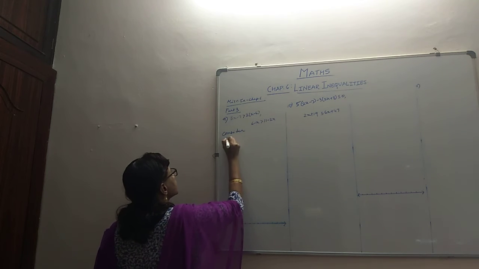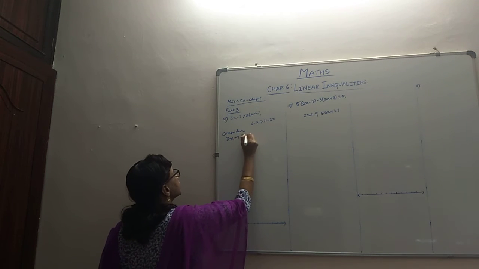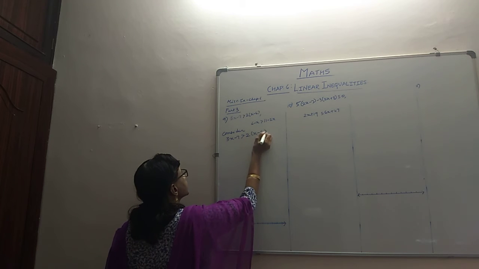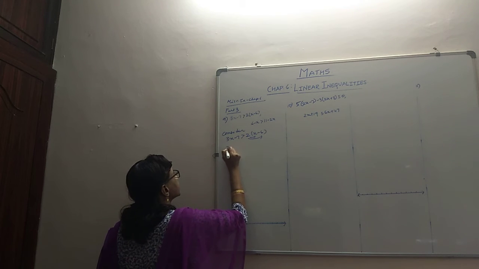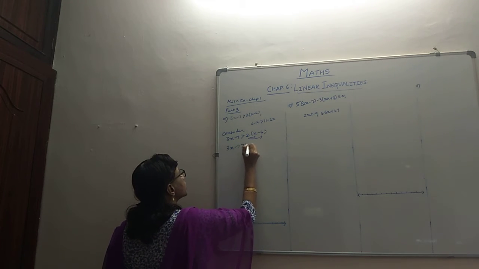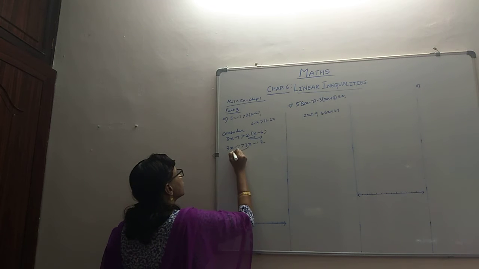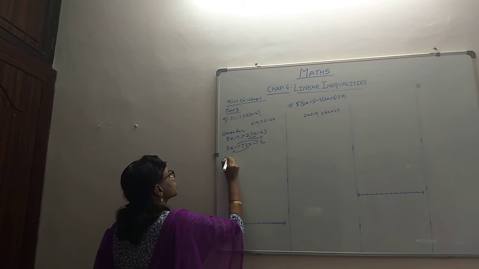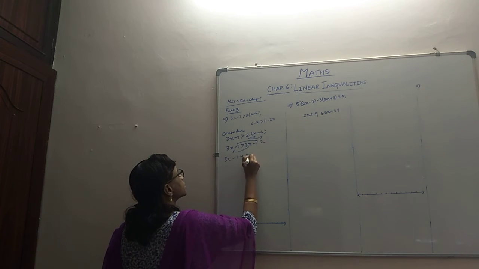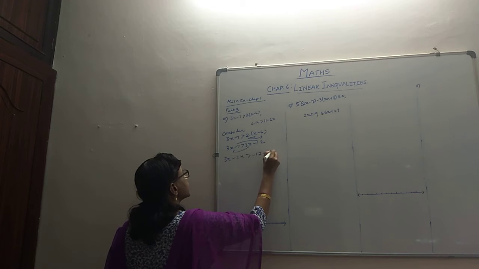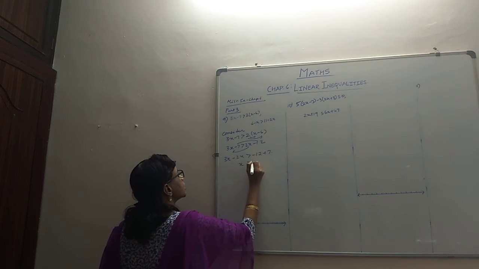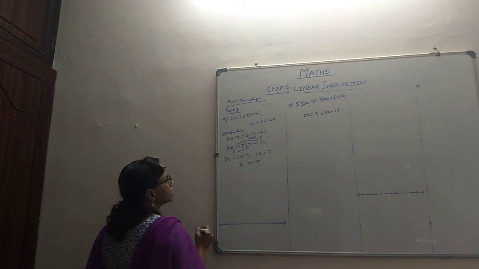Consider 3x minus 7 greater than 2 times x minus 6. We could go in for the opening of this bracket. So it will come to 2x minus 12. So 3x minus 2x is greater than minus 12 plus 7. So it will be x greater than minus 5.